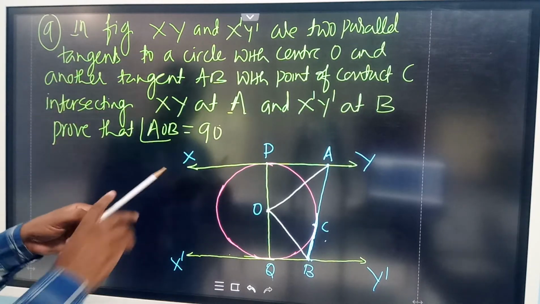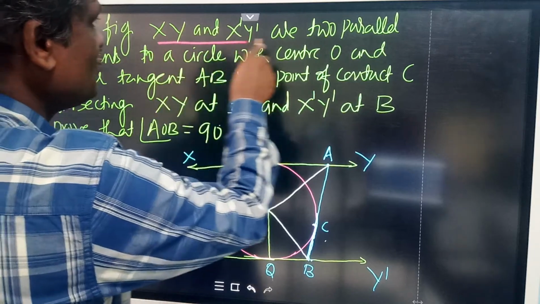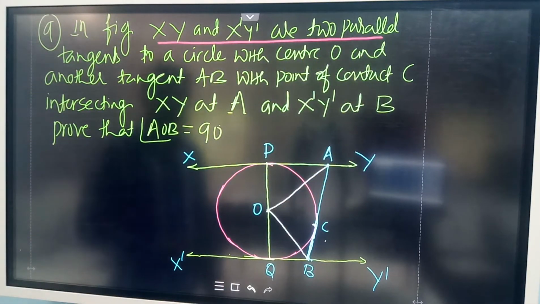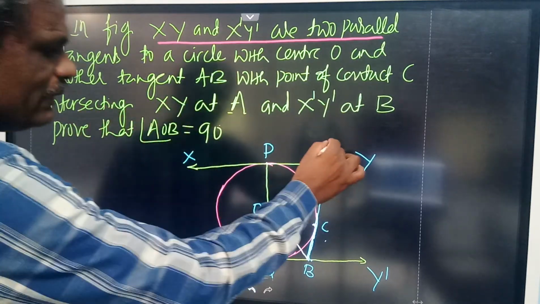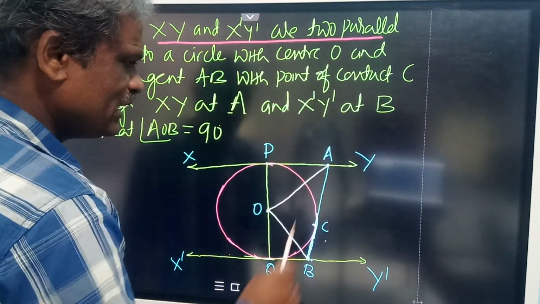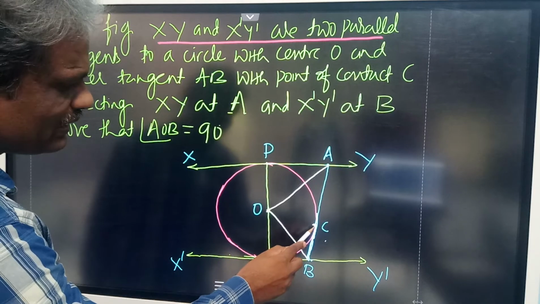In the figure, XY and X dash Y dash are the two parallel tangents. XY is parallel to X dash Y dash, to a circle with the center O. Another tangent AB. We have three tangents here: XY, X dash Y dash, and another one, AB, tangent at the point of contact C.